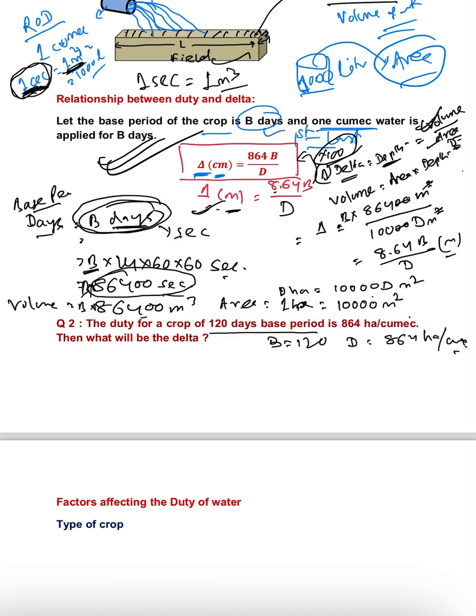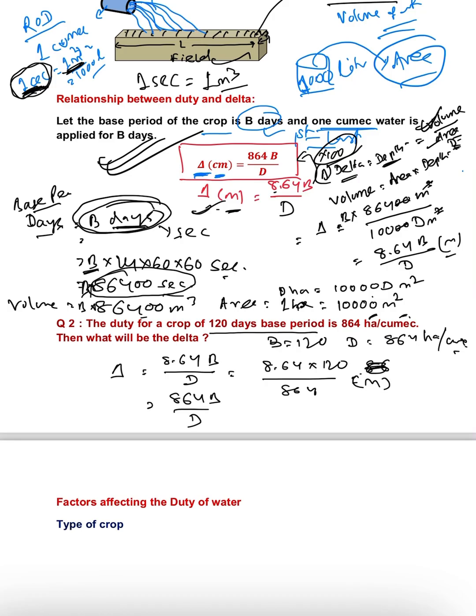Okay, that means area per unit volume, as you know. So what is the delta? As you know, delta is equal to, in terms of meter, 8.64 B divided by D. So here it will be 8.64, B means 120, divided by 864. And if you want to convert into centimeter, just multiply, in terms of centimeter, 864 B by D.